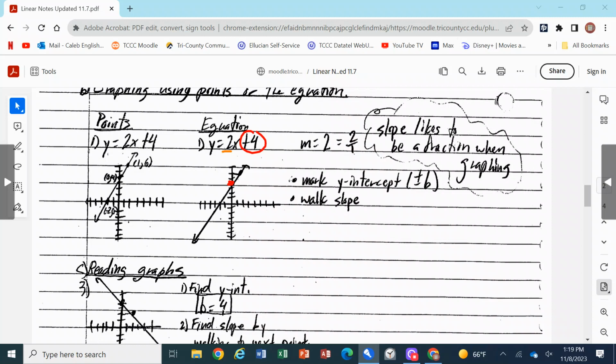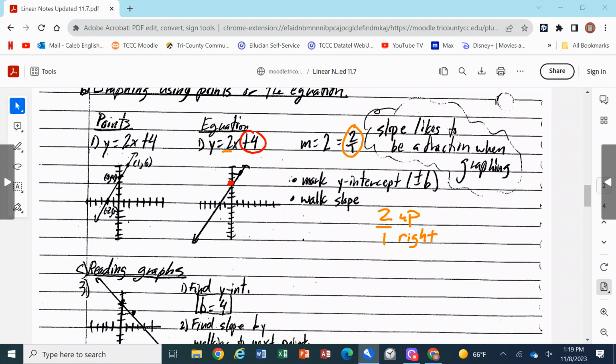We know that if it's a whole number, when you're graphing it, it works better as a fraction, right? So slope likes to be a fraction when you're graphing it. So you follow that slope to the next point, because slope is a set of directions. It's your vertical directions over your horizontal directions. So if it says something like 2 over 1, what that means is 2 up and 1 right between every point. 2 up, 1 right between every point.